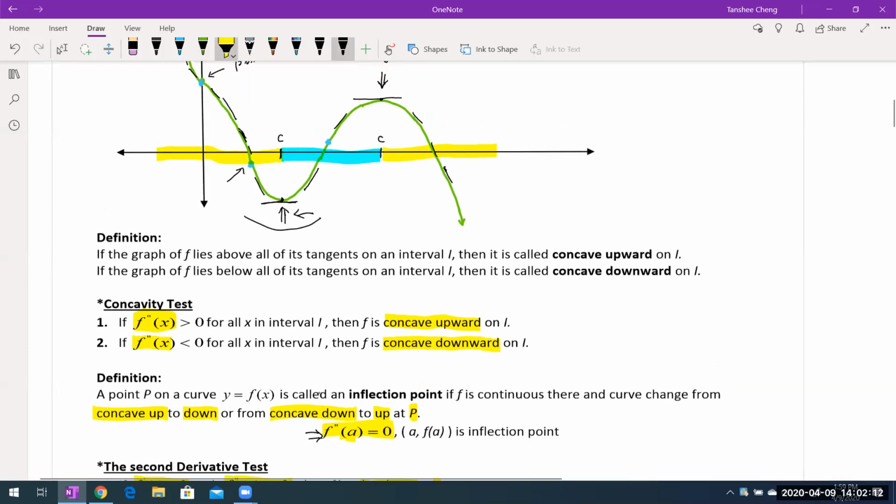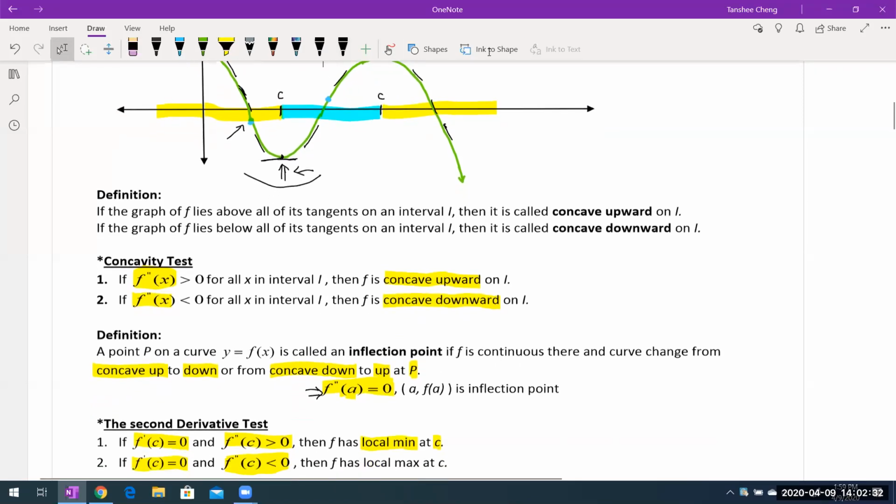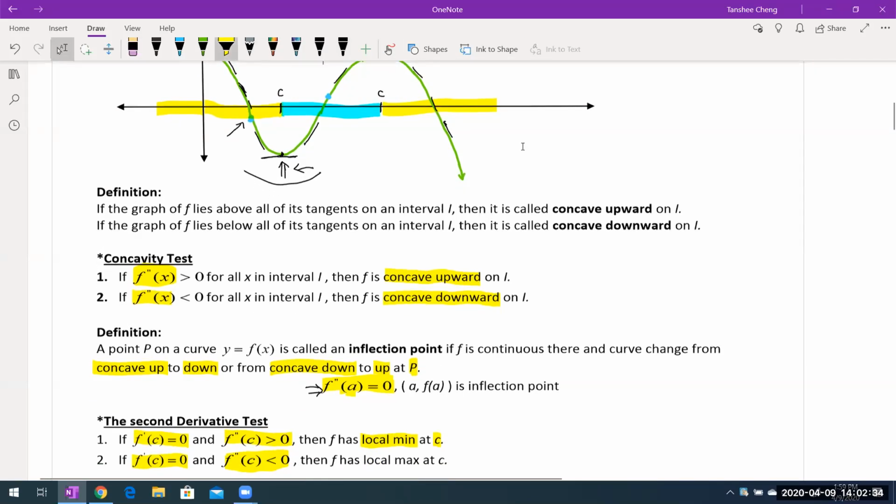Right here, we are looking at this situation now. Here's my critical number, and this critical number is in the interval of concave down, or at that point is concave down. Therefore, this critical number becomes the peak, right there, which is the highest point. So that's how the second derivative test allows us to define where my local maximum is. So my local maximum will be at C.